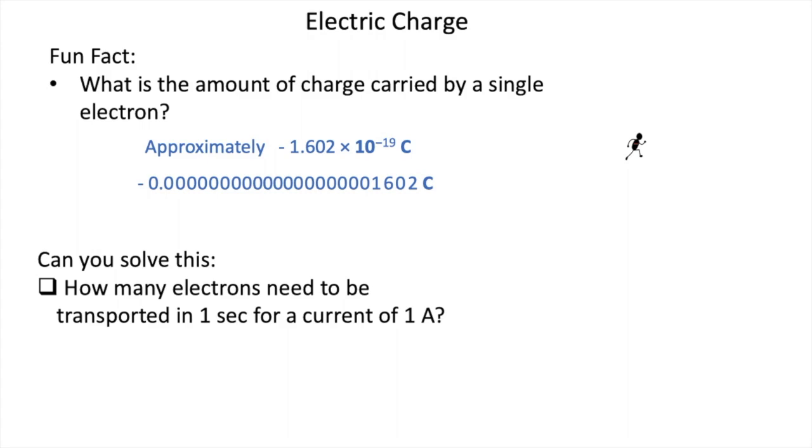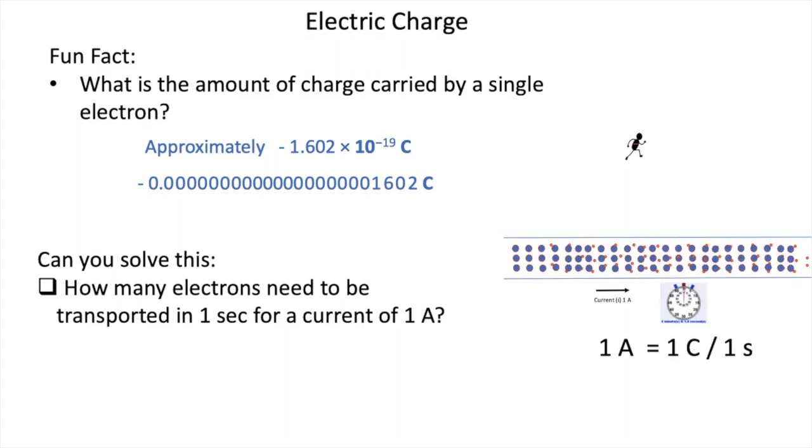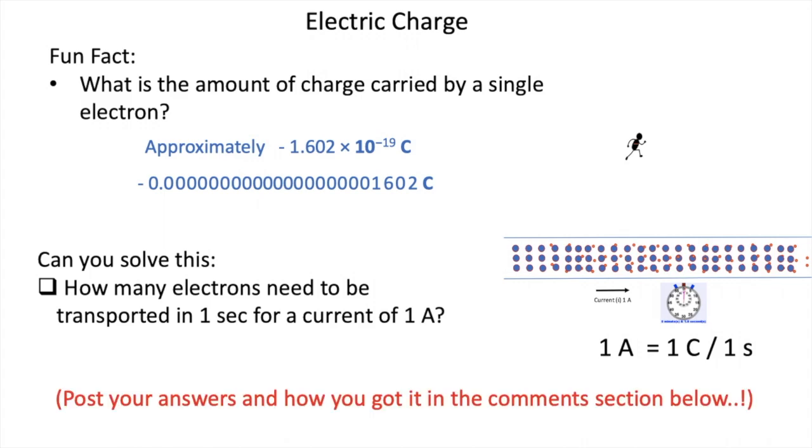So now can you solve this? How many electrons need to be transported in 1 second for a current of 1 ampere? Now you've got to do some math here, but see if you can figure this out. I think I've given you all the information and the equation for you to find the answer.